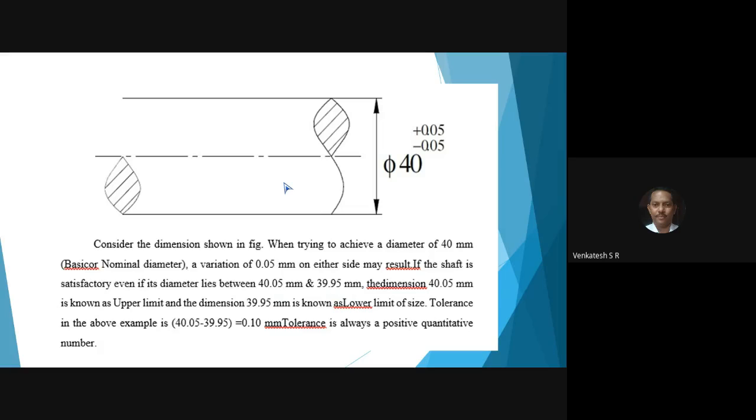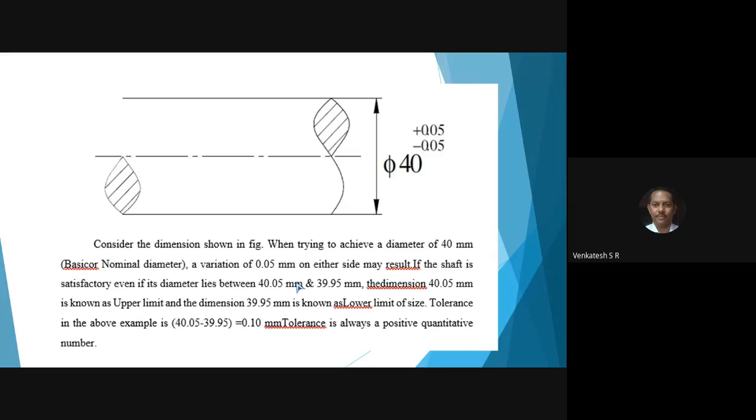While turning a shaft diameter on the lathe, you cannot produce exactly 40 millimeter. That is impossible. There may be a lower diameter, there may be a higher diameter. If the diameter is within the upper limit and within the lower limit, then accept the shaft. That is nothing but the sampling technique. Accept or reject. That is called the sampling technique.